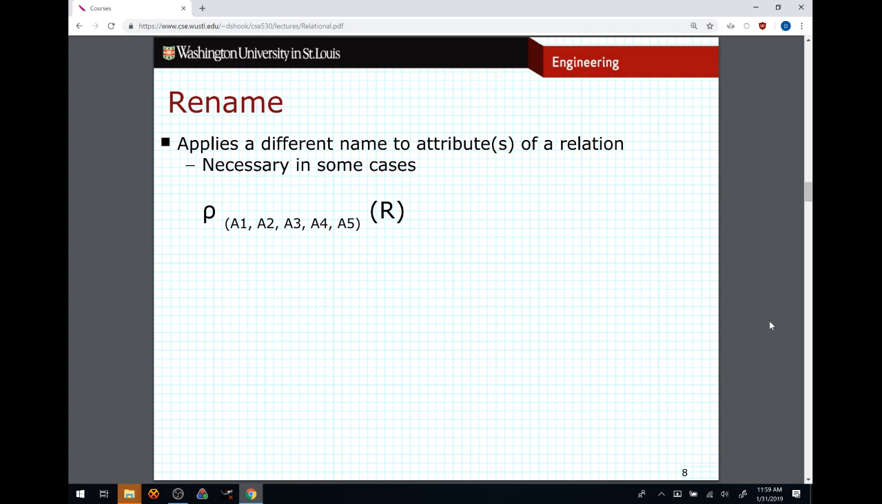So rename, all this does is apply a different name to a set of attributes on a relation. This is necessary in certain situations. We actually haven't talked about how to do this in SQL yet, but does anybody know how you would do this in SQL if you wanted to? Does anybody have enough SQL background to know? Yeah. As, yeah, it's the as keyword. I would say lname as last name.